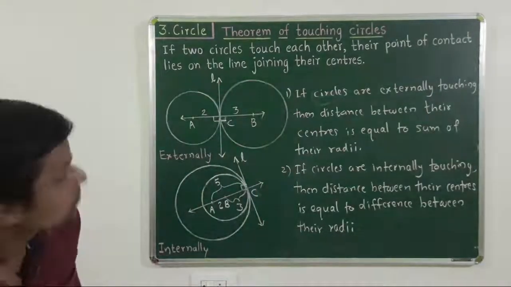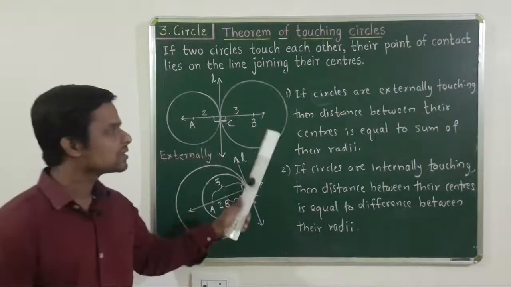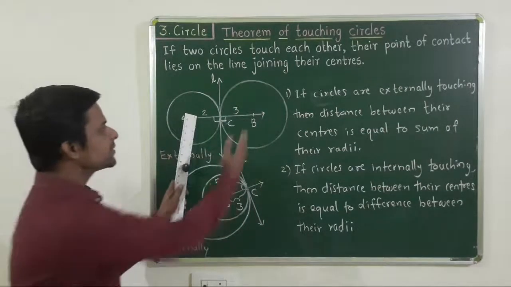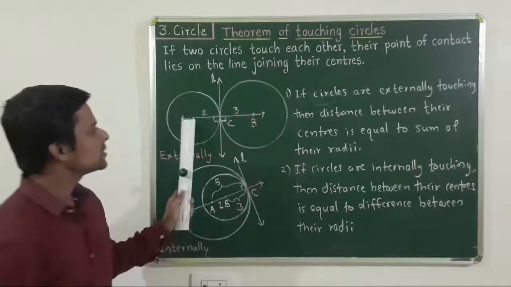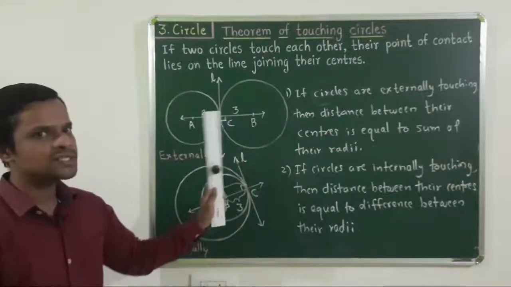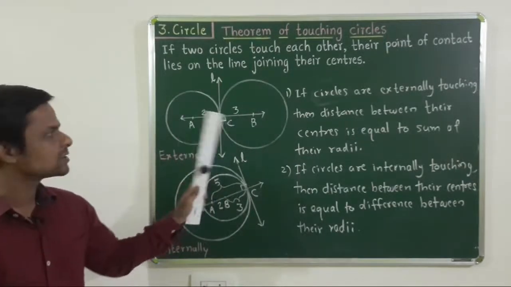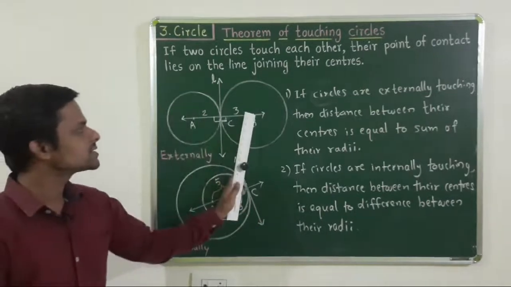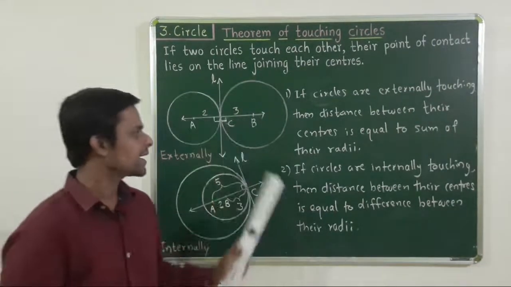See once again, if two circles are externally touching circles, then the distance between their centers, that is AB, is equal to AC plus BC. Addition, simple addition. If two circles are externally touching circles, the distance between their centers is equal to the addition of radii.